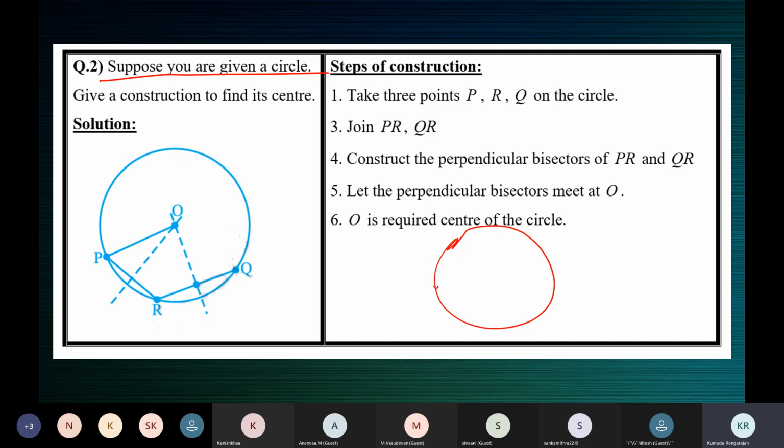Take 3 points P, R, and Q. It can be A, B, C. It's not that you'll have to mark them in a particular way. Anywhere on the circle, you can take 3 points. Join P to R and R to Q. Draw the perpendicular bisector of PR and the perpendicular bisector of QR. The perpendicular bisectors meet at O. O is the required center of the circle. You don't have to complete the circle because you already have the circle. You just have to find the center.